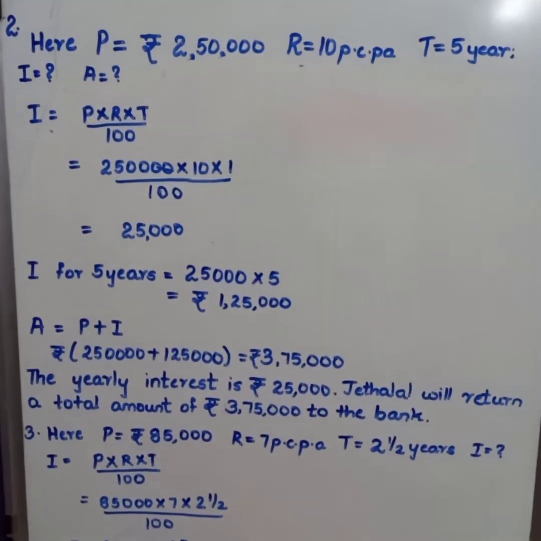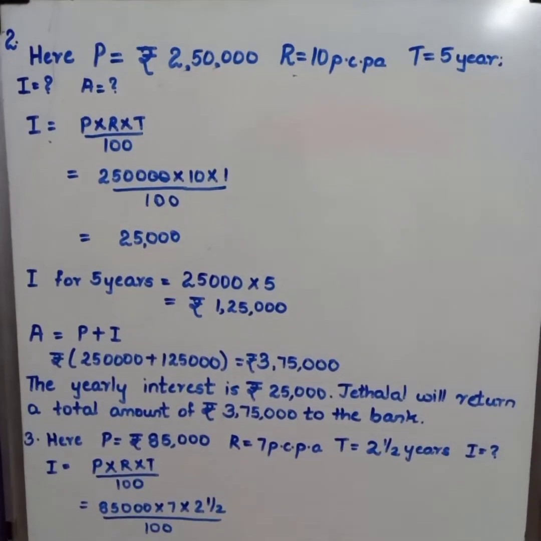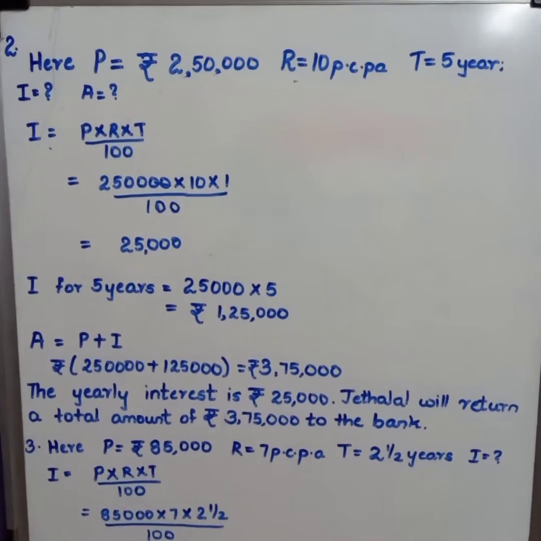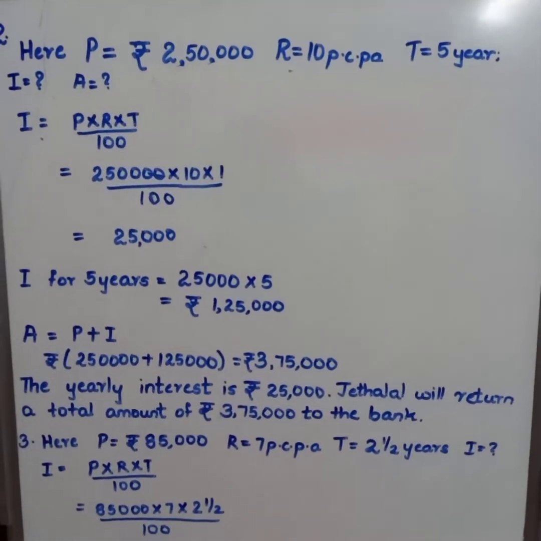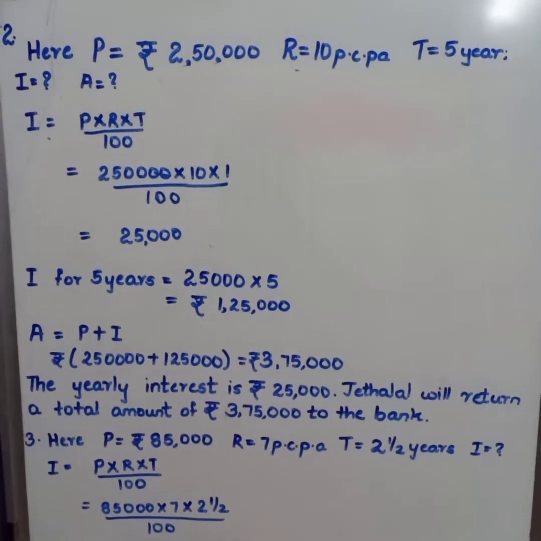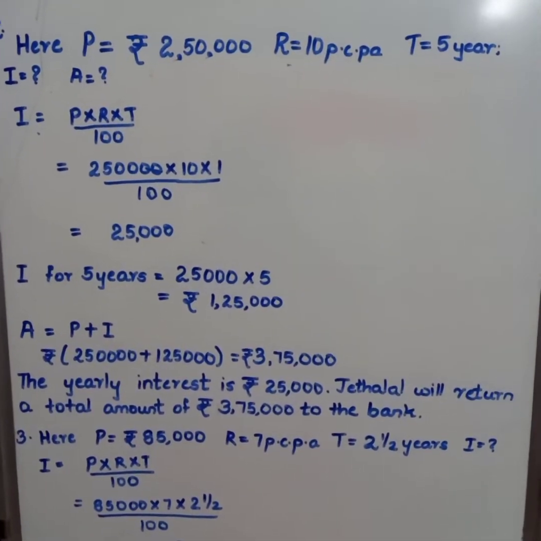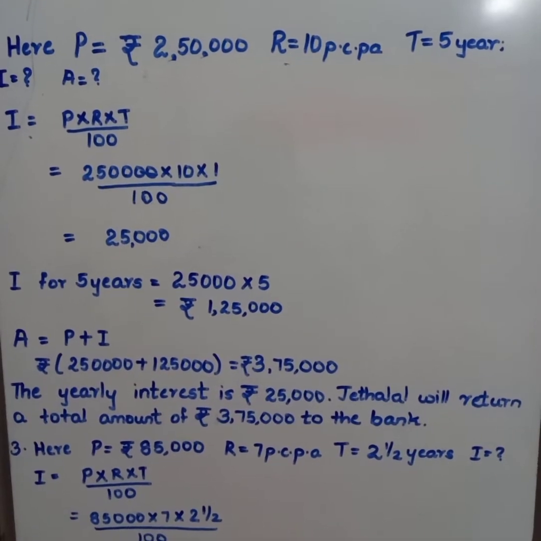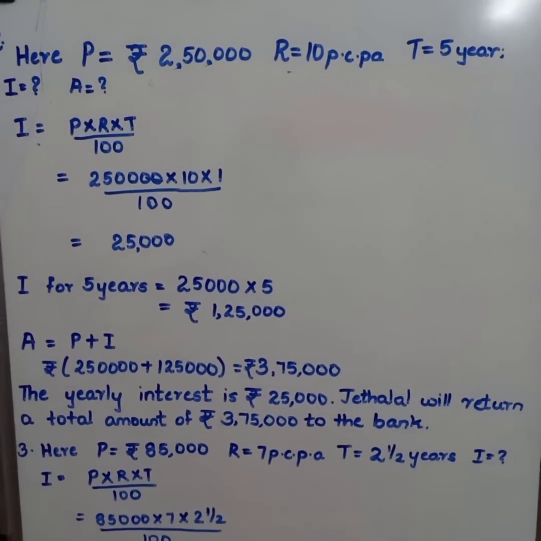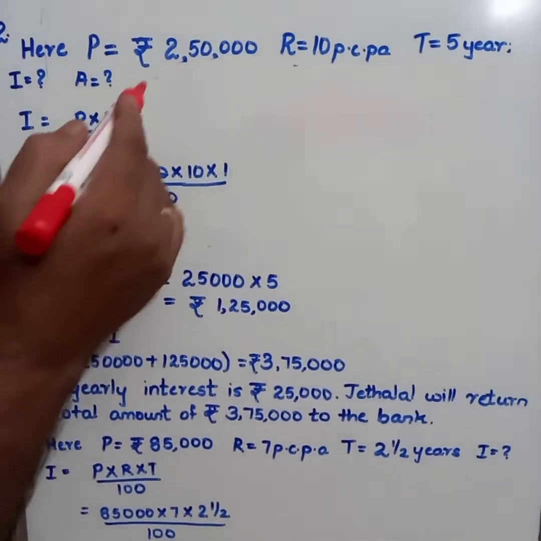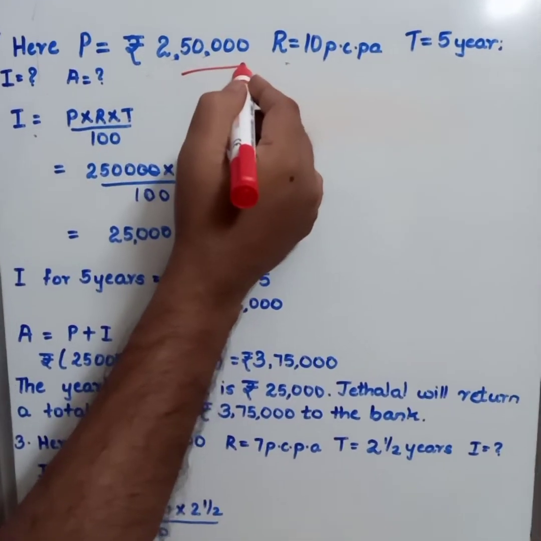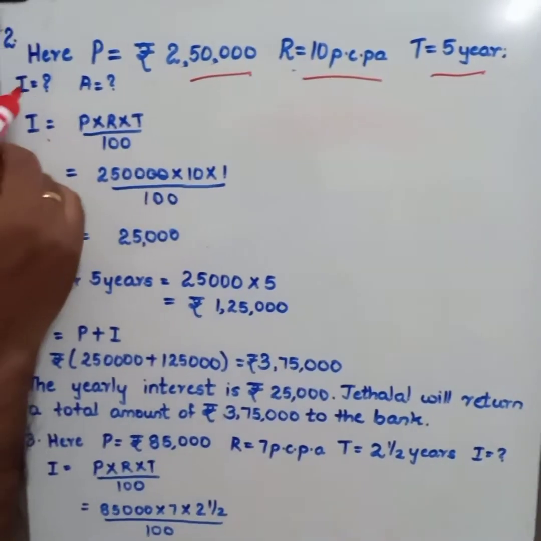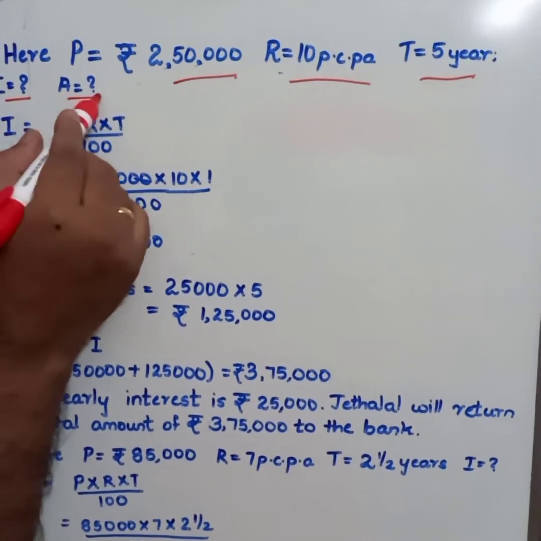Now we'll solve the second sum. Jetalal took a housing loan of 2,50,000 from a bank at 10% for 5 years. What is the yearly interest? What is the total amount he returns to the bank? We need to find yearly interest and the total amount he returns to the bank. So what is the principal? 2,50,000, rate of interest 10, tenure 5 years. You need to find interest and amount.